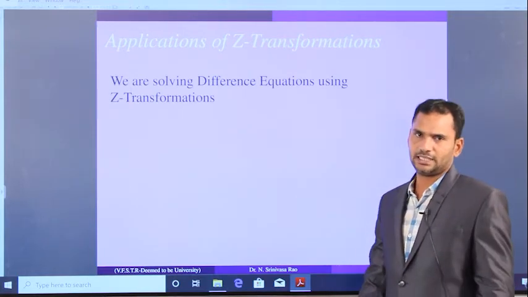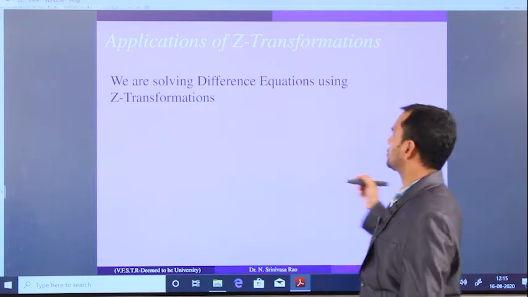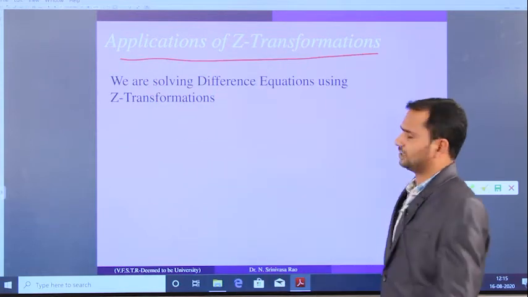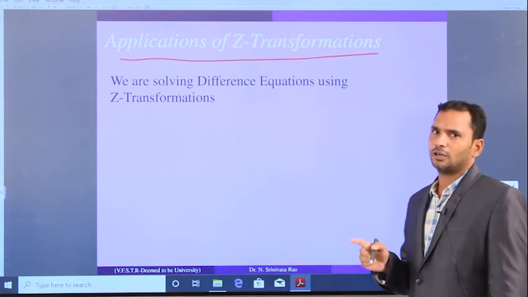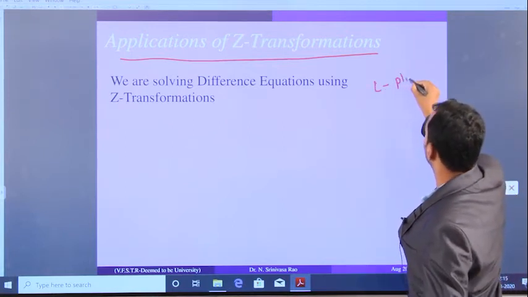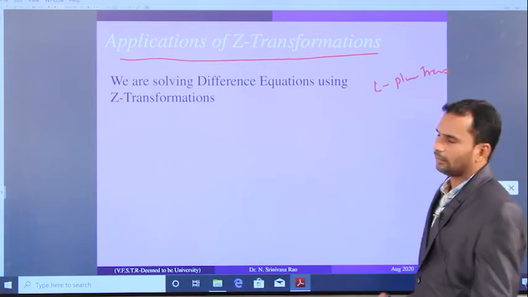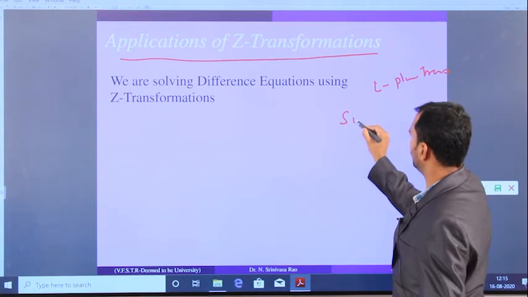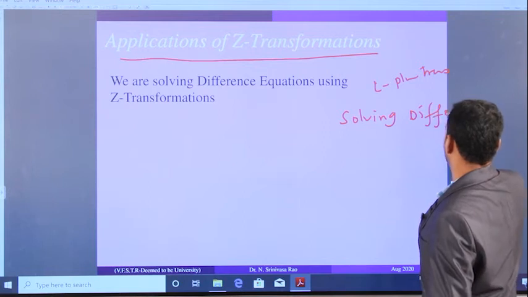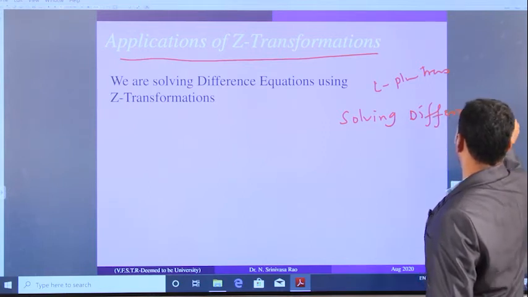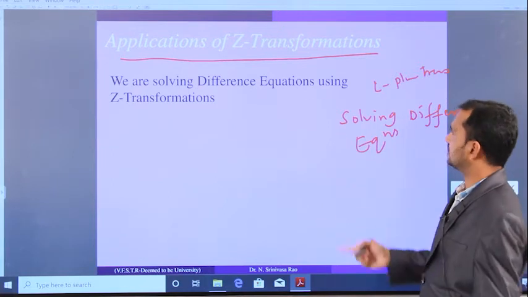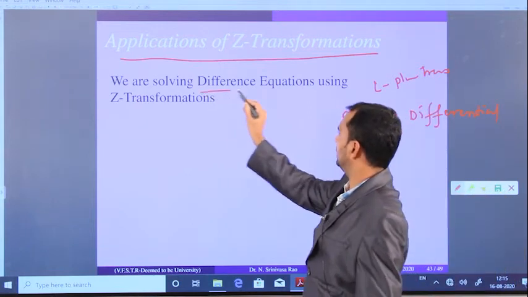Okay, so now look at the next one, this is the final topic in the first unit. The topic is applications of Z transformations. In your second semester, what you learned is applications of the Laplace transform. The application of the Laplace transform is solving differential equations. Now the application of the Z transform is solving difference equations.